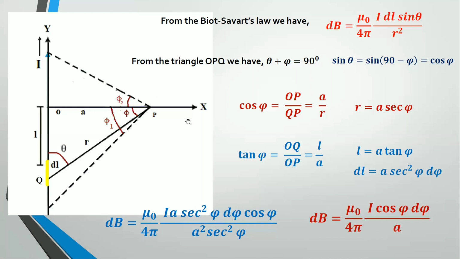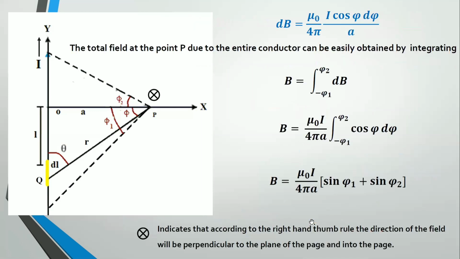So now to obtain the total magnetic field at point P, we have to integrate this one. So let us see. The total field at point P due to the entire conducting wire can be easily obtained by integration. Suppose here this angle is phi 2 for the upper part of this wire and this angle is phi 1.